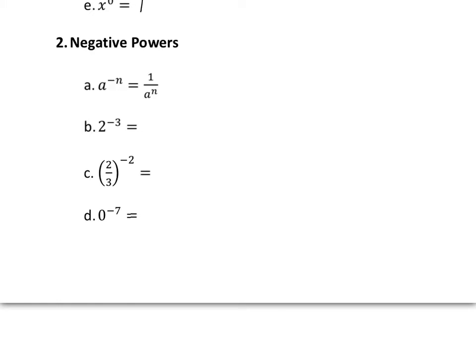So 2 to the negative 3 is just 1 over 2 to the 3rd, which we know is 1 over 8. Okay, 2/3 to the negative 2. Like I said, you could think of it as reciprocal. You could also think of it as just moving to the other side of the fraction line, okay? Because you're going to move the 3 up top and 2 to the bottom. So this one is 3 over 2 squared, which we know is 9 over 4.